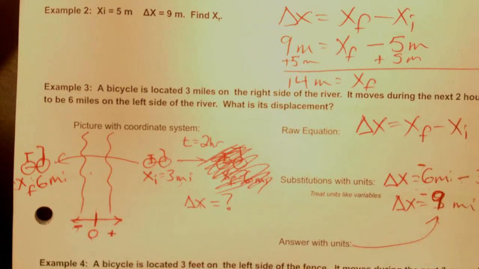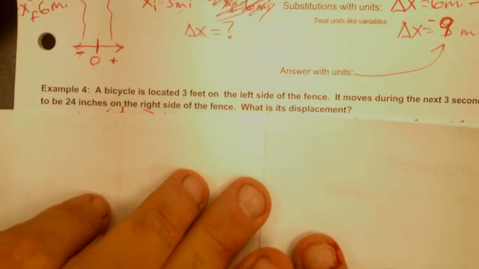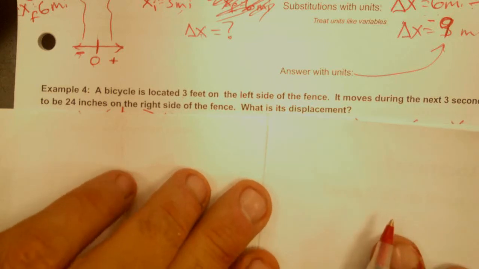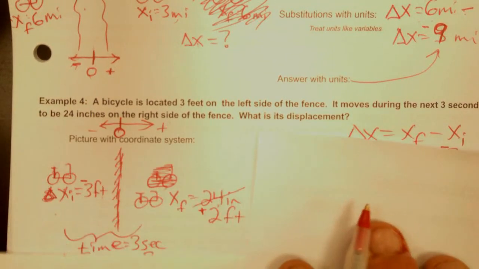And that's our answer with the units. Number 4, a bicycle is located 3 feet on the left side of the fence. It moves during the next 3 seconds to be 24 inches on the right side of the fence. What is the displacement? So step number 1 is to draw our picture.